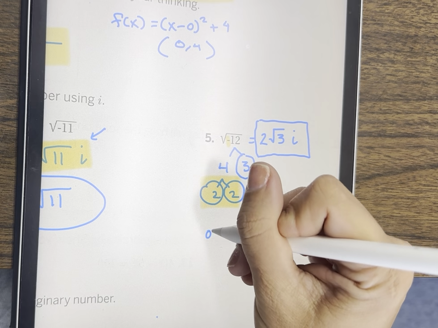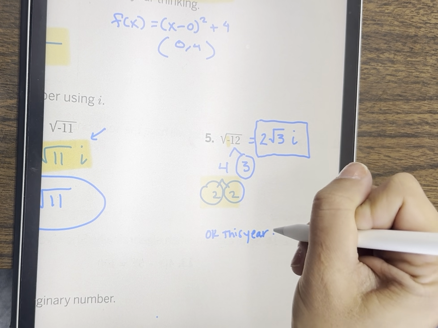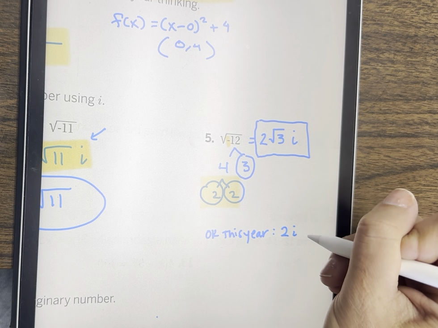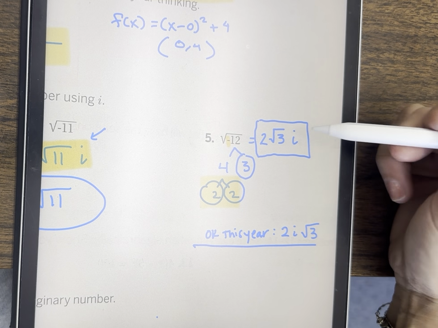But it is okay, just for this year, if you want to write 2i radical 3, okay? But again, that's not proper form. We need i to be at the very end.